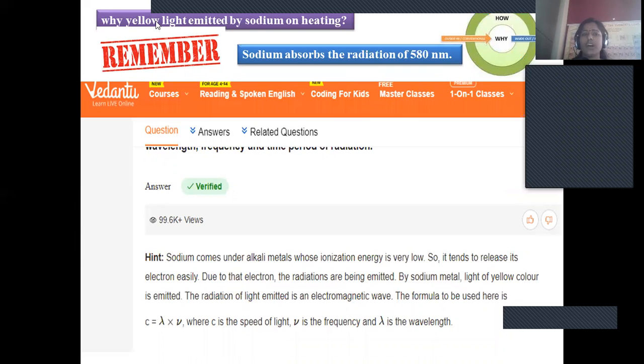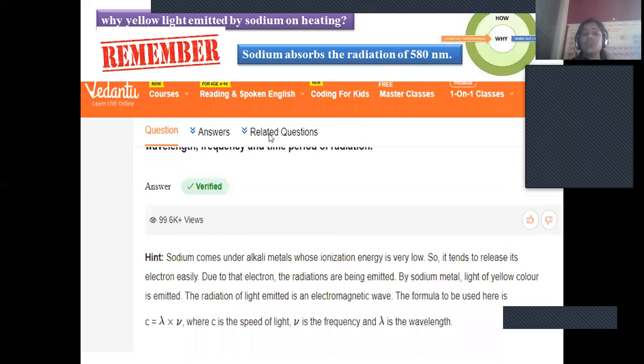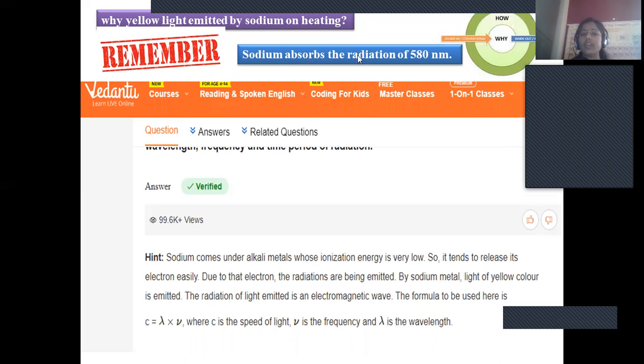Now, we got one question. Why is yellow color emitted by sodium on heating? What could be the reason for that? This is the general assumption we are already using, and we are already facing this, but we are going to think about why it happens. In order to get that, we have to remember sodium absorbs radiation of 580 nanometers. Because of this distinct region of radiation absorption, it exhibits that yellow color. The detailed explanation is provided here. This is the data collected from Vedantu.